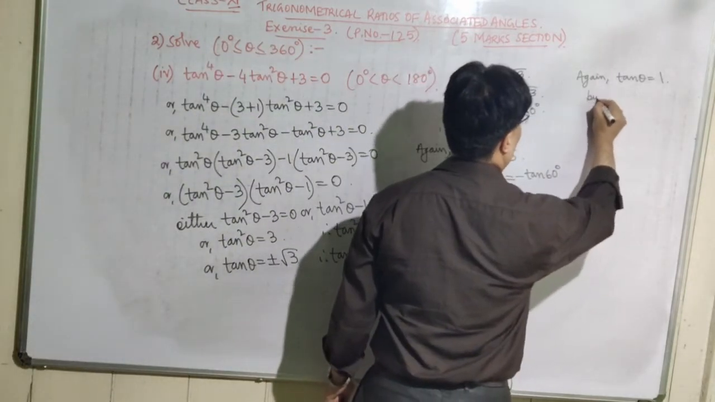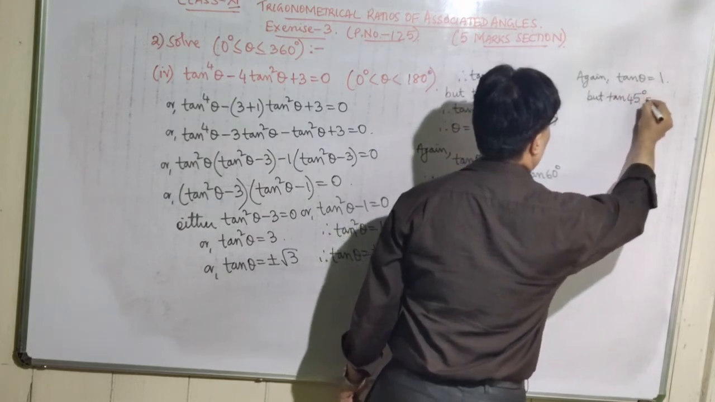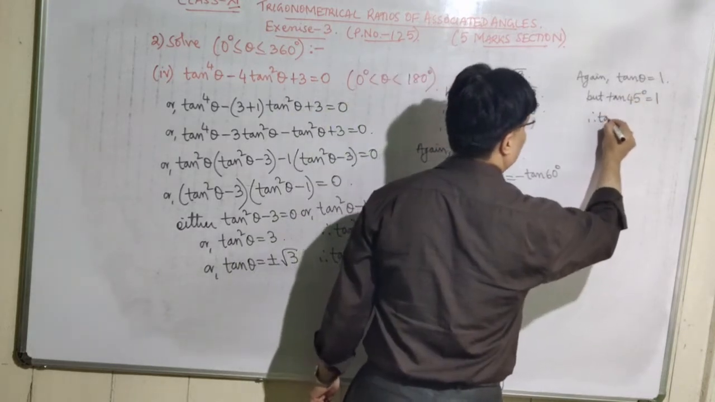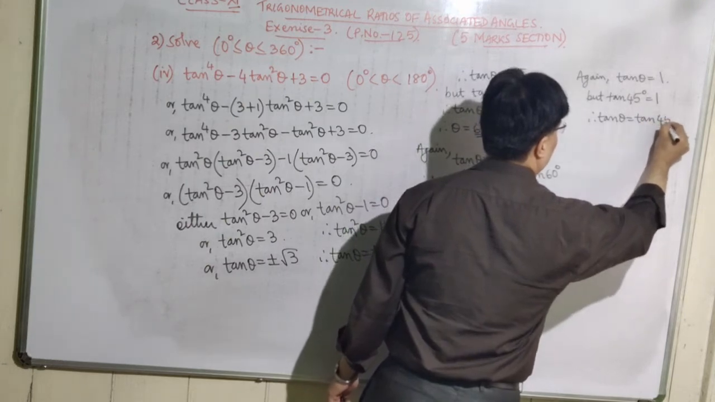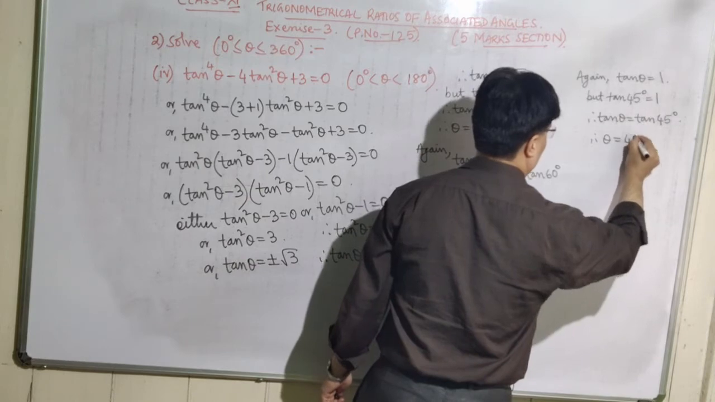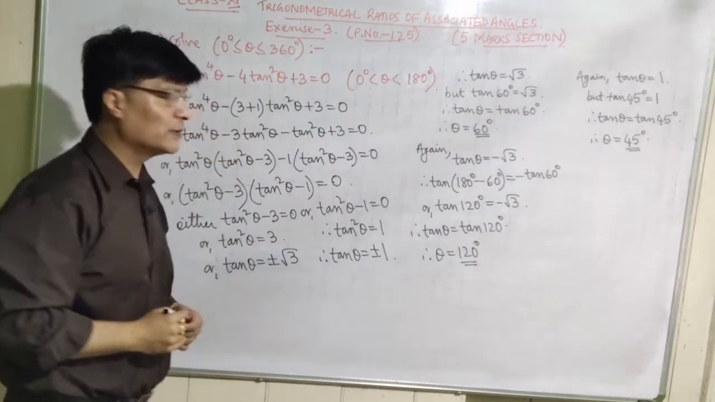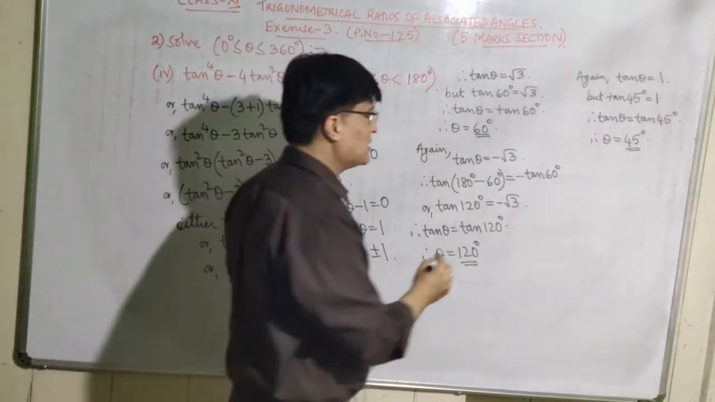But tan 45 degree is equal to 1. If right hand sides are equal, left hand sides must be equal. So tan theta is equal to tan 45. So what is theta is equal to? It is 45 degree. Understood now? So next, let us take tan theta is equal to minus 1.